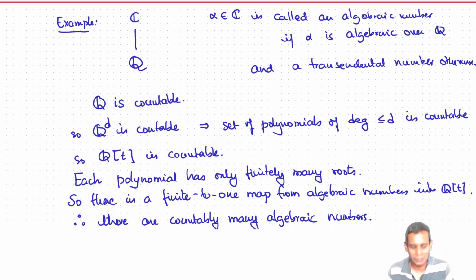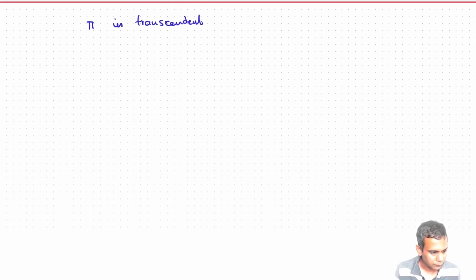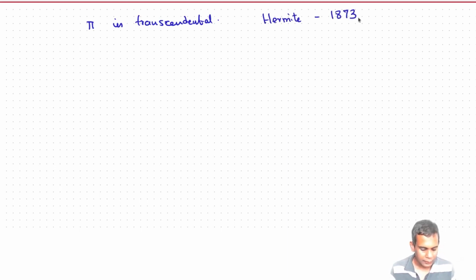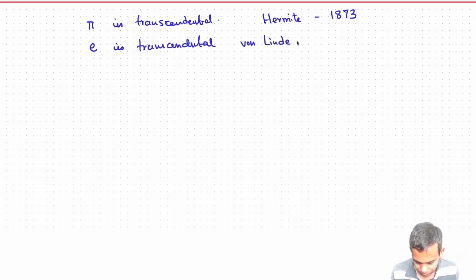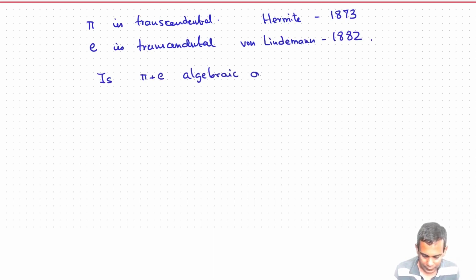There are lots and lots of transcendental numbers, but it turns out it's not so easy to prove that a number is transcendental. So the first well-known number to be shown to be transcendental was pi. Pi is transcendental, and this was proved by Hermite in 1873. Then Euler's constant e is transcendental, and this was proved by Lindemann five years later, in 1882. But to this day, it's not known whether pi plus e is algebraic or transcendental.